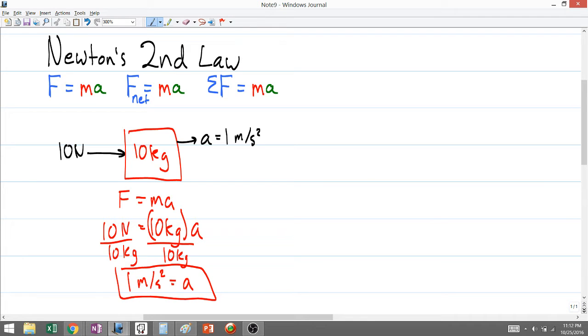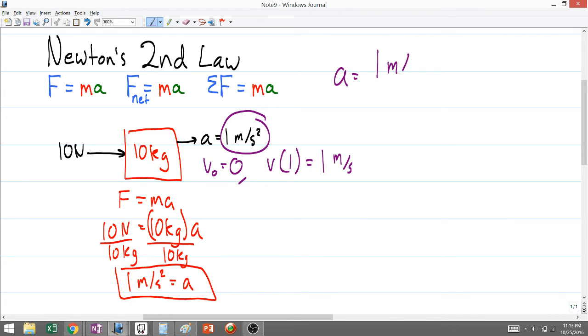So if this object were starting at rest, initial velocity is equal to 0. The velocity after 1 second is going to be 1 meter per second. And that's because our speed increases 1 meter per second every second. Acceleration is 1 meter per second every second. And at t equals 2 seconds, our velocity is going to be 2 meters per second, and so on.